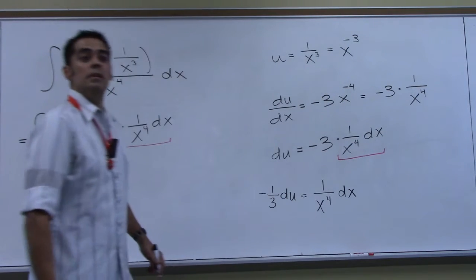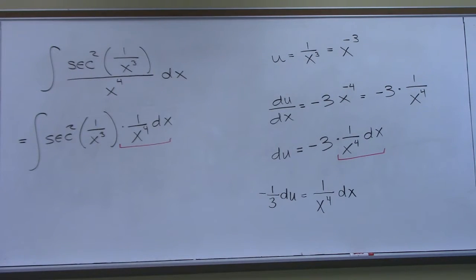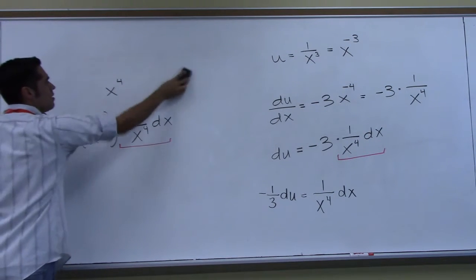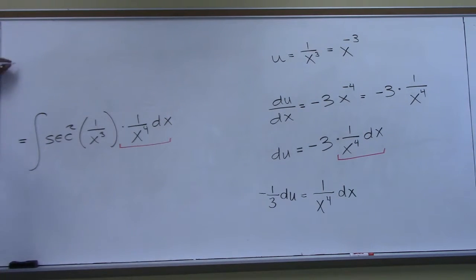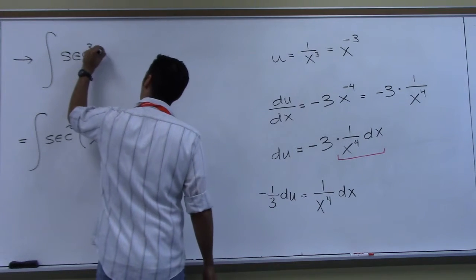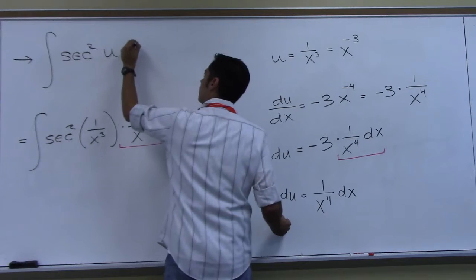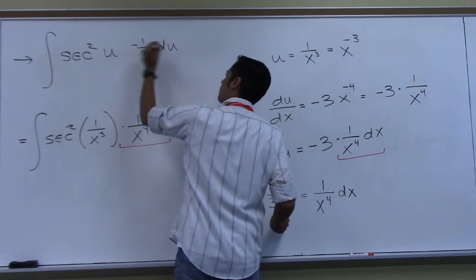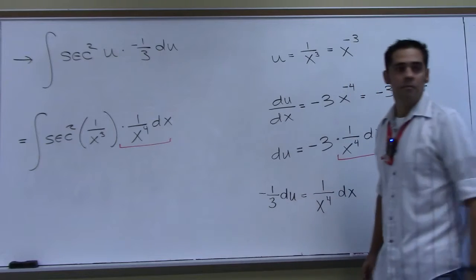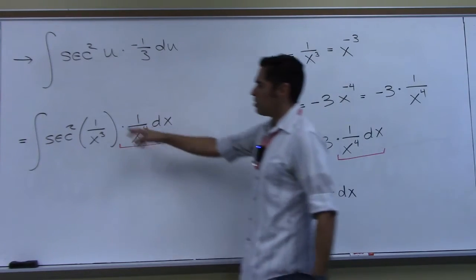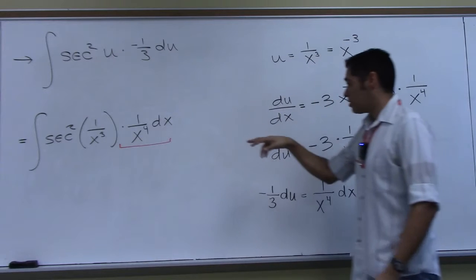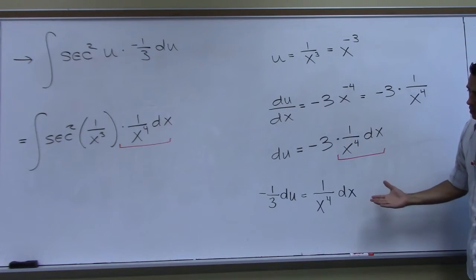And Ruben, how should I rewrite this? Since I've got it all ready to go for you here. Okay, so integral sign, then what? Secant squared u times negative 1/3 du. That it? That's it. So we replace the 1 over x cubed with u. We replace the 1 over x to the 4th dx with negative 1/3 du.